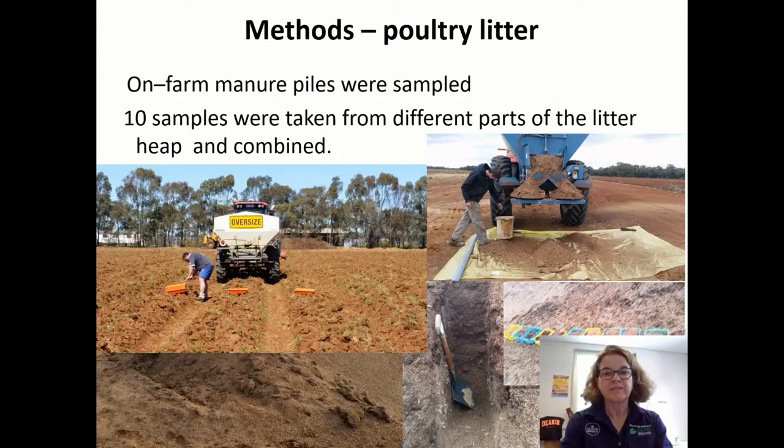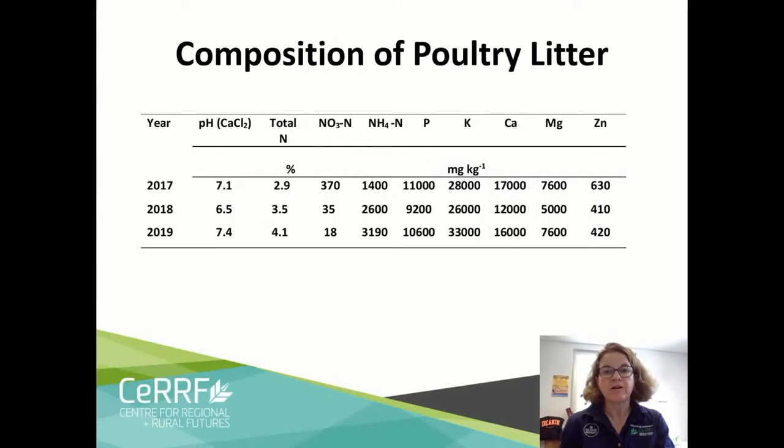The methods for the poultry litter were that the on-farm manure piles were sampled 10 times, and then samples were taken from each part of the heap, and then they were combined to provide composition. This is the composition of the poultry litter that we use for each year. The values do change, but generally the litter around Griffith at the moment is the 2019 values, with nitrogen values of 4.1 to 5%, high values of ammonium, substantial amounts of phosphorus, and important for cotton is high amounts of zinc.